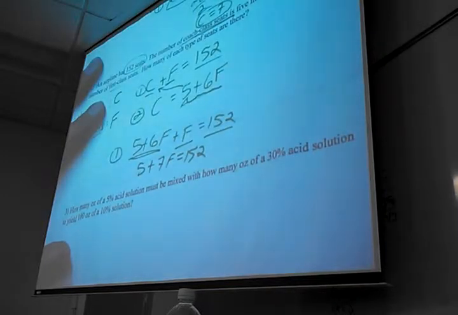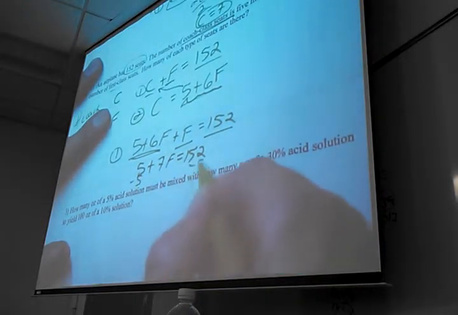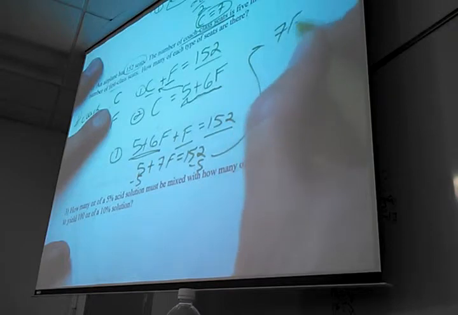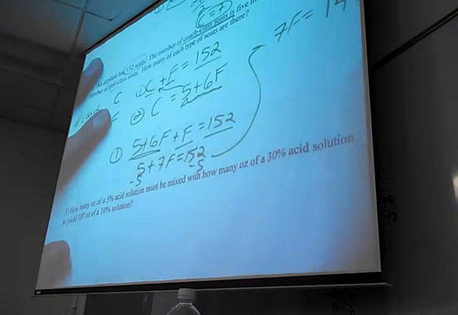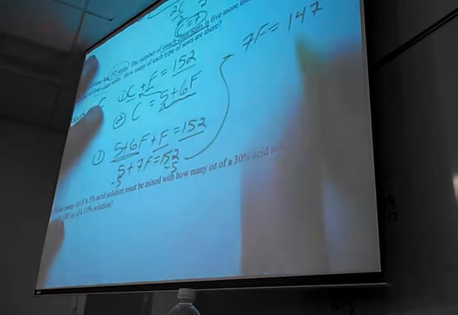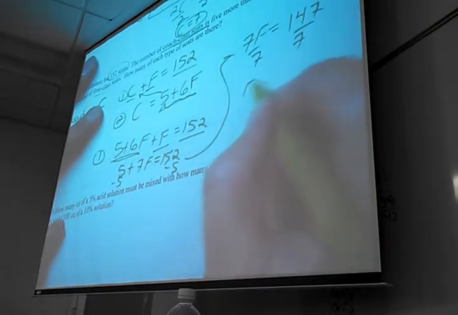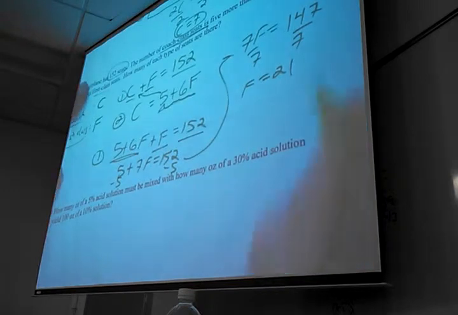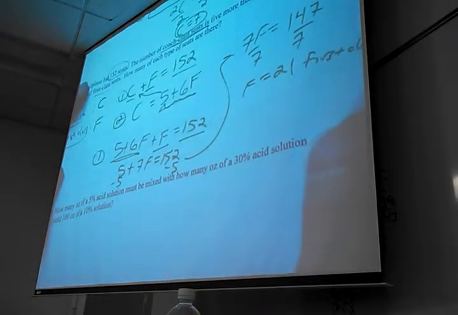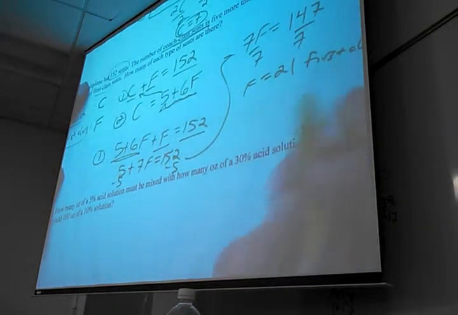Then, of course, you subtract 5. Take it up here. 7F equals 147. Thank God 7 goes into 147. So I got 21 first class. How many coach do I have?